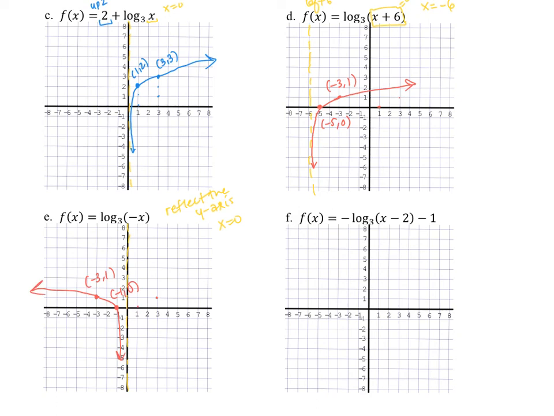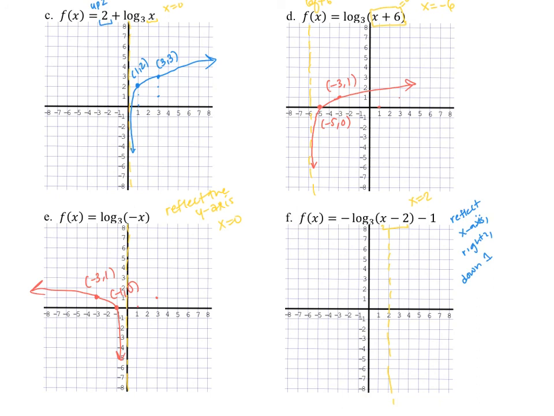Okay, and then the last one's going to have a lot of stuff going on. Let me first consider my asymptote. x minus 2. The asymptote's going right 2. So at x equals 2, I'm going to go ahead and put my asymptote. And then let me think about all the things going on. There's a negative in the front, so that's going to reflect the x-axis. Parentheses, it's going to go right 2. And then it's also going to go down 1.